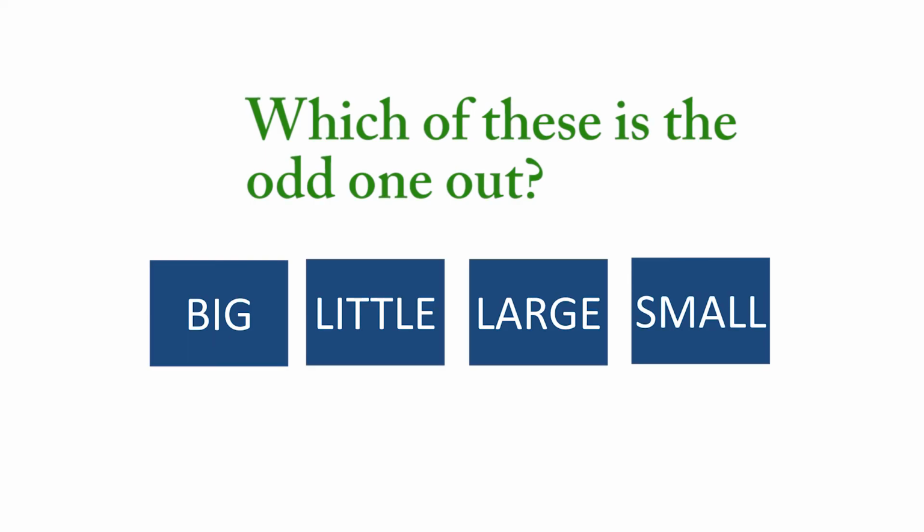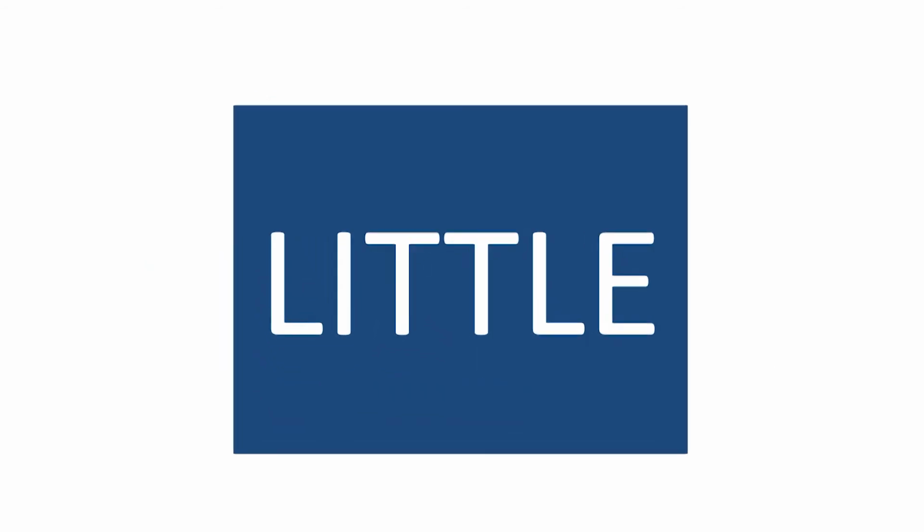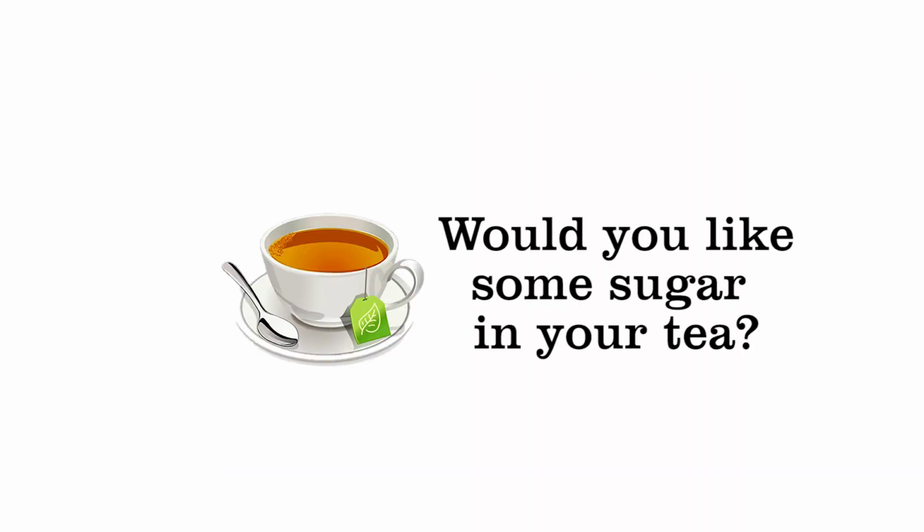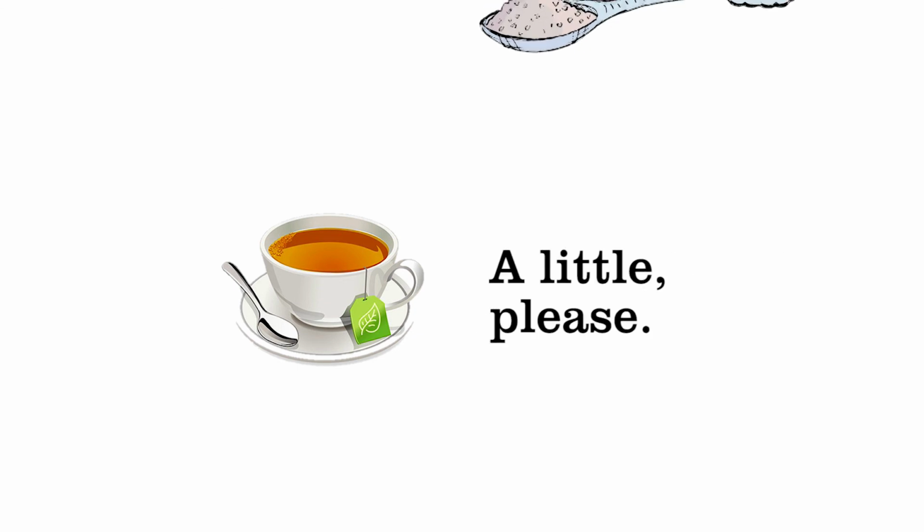Which of these is the odd one out? The answer is little. Little is the only one of the 4 words that can be used with the indefinite article a and no following noun. For example, would you like some sugar in your tea? A little, please.